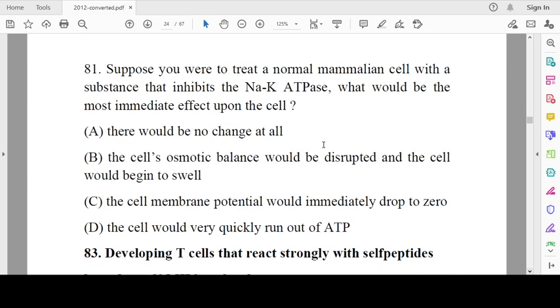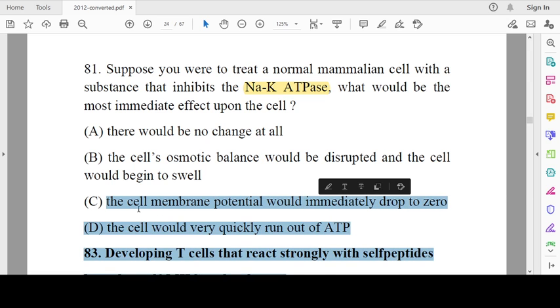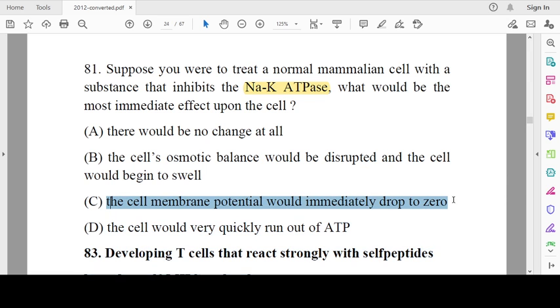Suppose you treat a normal mammalian cell with a substance that inhibits the Na-K ATPase pump. Already we saw what the Na-K ATPase pump is. It transfers 3 sodium ions out and imports 2 potassium ions in, and its major role is maintaining the membrane potential of the cell. So when we inhibit this pump, ultimately the cell membrane potential would become zero. It won't be in the normal range.